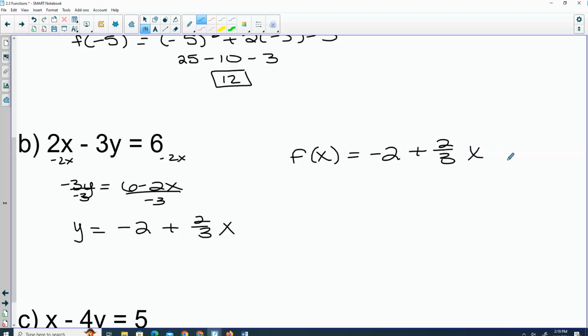You might flip it around and make it 2/3 x minus 2 if you're used to thinking about lines, slope-intercept form. Any of those options are fine. We just have to rewrite it in an equivalent form. And so then we can find our f of negative 5. What do you get?